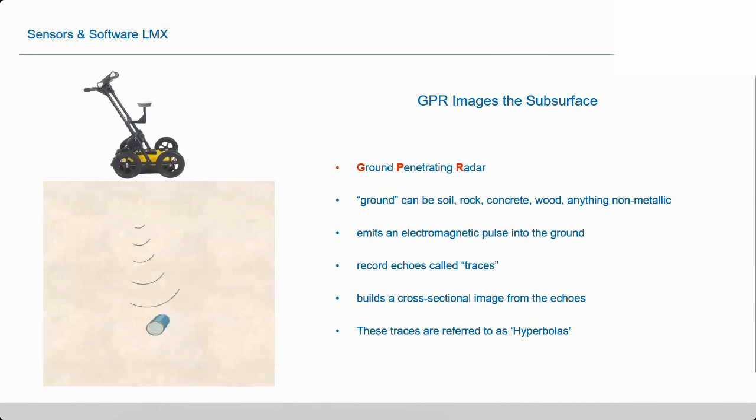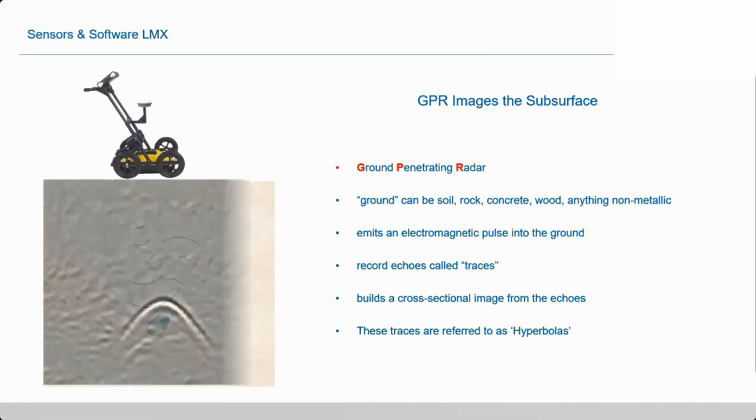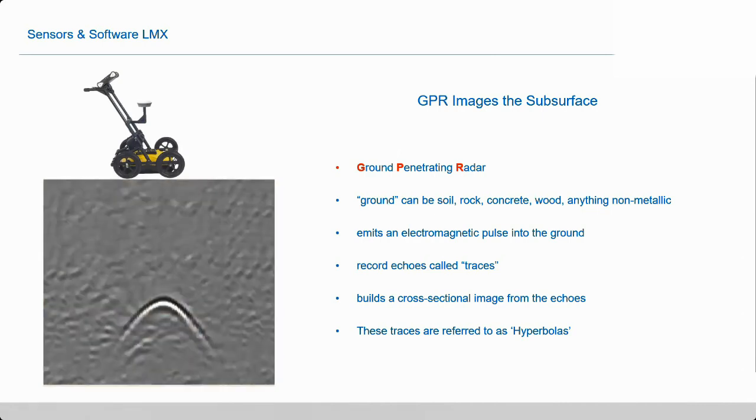So GPR means ground penetrating radar. When we talk about the ground, this can be anything. It could be soil, concrete, rock, wood, anything non-metallic. So what we do is we emit an electromagnetic pulse, and that will go in the ground and reflect off something in the ground which is different from the homogeneous ground. And we record these echoes, these traces, and we build a cross-sectional image from the echoes.